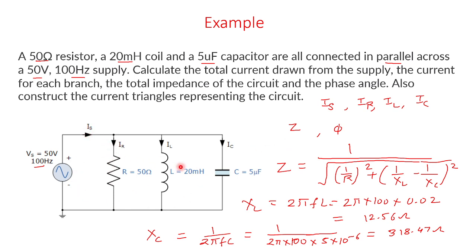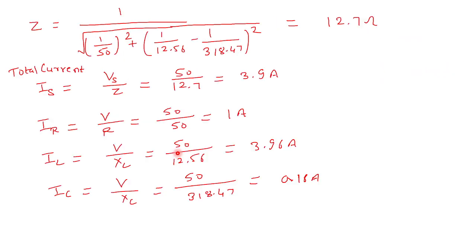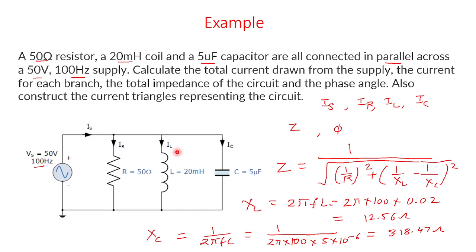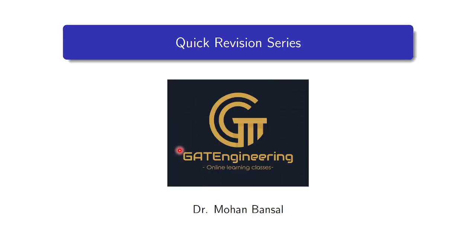So IS is V divided by Z, IR is V divided by R, IL is V divided by XL, and IC is V divided by XC. After calculation of all the currents, we found the phasor diagram, where IR is the base, IL minus IC is the height, and IS is the hypotenuse, and this angle phi is the power factor angle, and the power factor is cos phi. So this is the overall summary of this numerical problem. We have seen one numerical problem in the parallel RLC circuit and discussed it. Thank you.